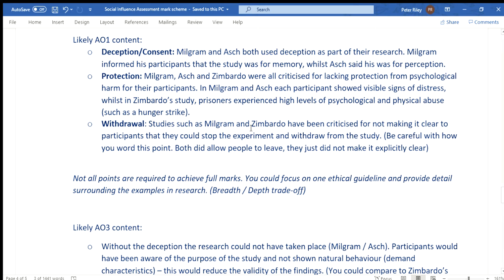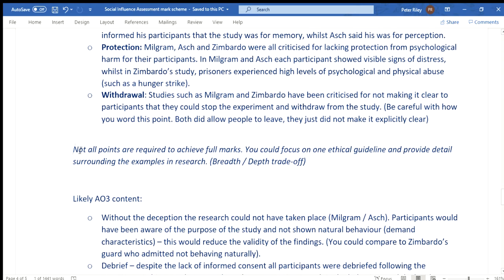We know that because not all participants in Milgram's study went up to 450 volts. And we also know that some of Zimbardo's participants did withdraw from the study early. So we just say that they didn't make it clear that you could withdraw, rather than they did not allow you to withdraw, because you might get some examiners who really hold that against you and not award you full marks.